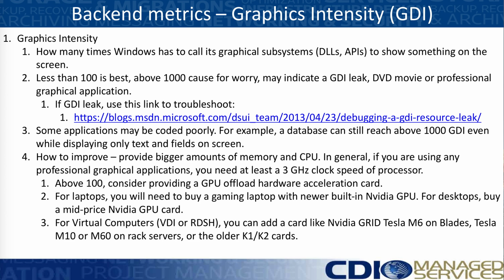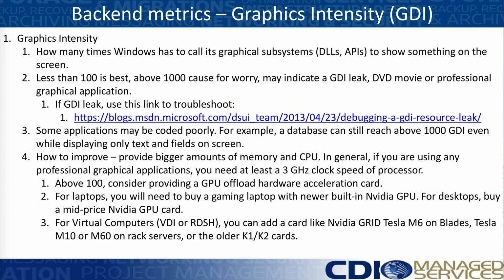Graphics intensity is how many times Windows has to call its graphical subsystems. So anytime Windows has to display something on the screen, like a picture or a dialogue that has a border around it or something that's graphical, that's a graphics call, right? And that's considered one GDI. You want to have less than 100 for GDI. If it's constantly above 100, you need to understand that you are using higher than normal graphics.